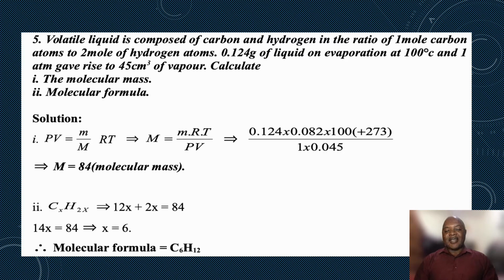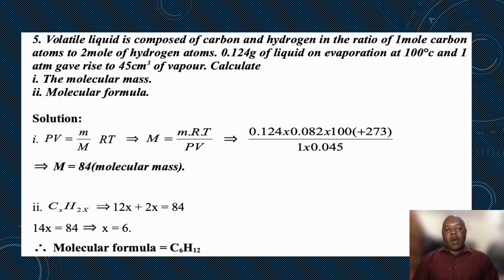Remember that when you already have the molecular mass, it is very easy. So we now say it is the CH2 that we were told is an empirical formula. That is the empirical formula: the carbon C and the hydrogen H2. An empirical formula times a certain number X will give us the molecular mass.